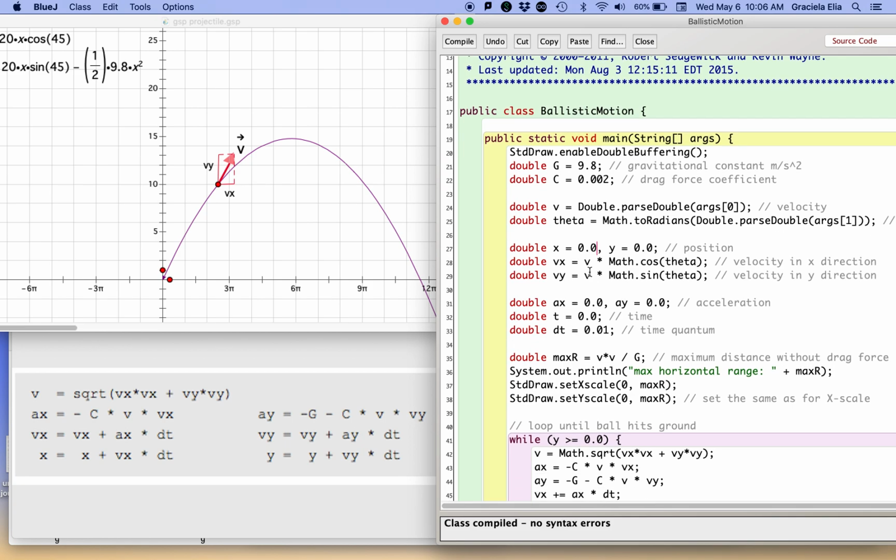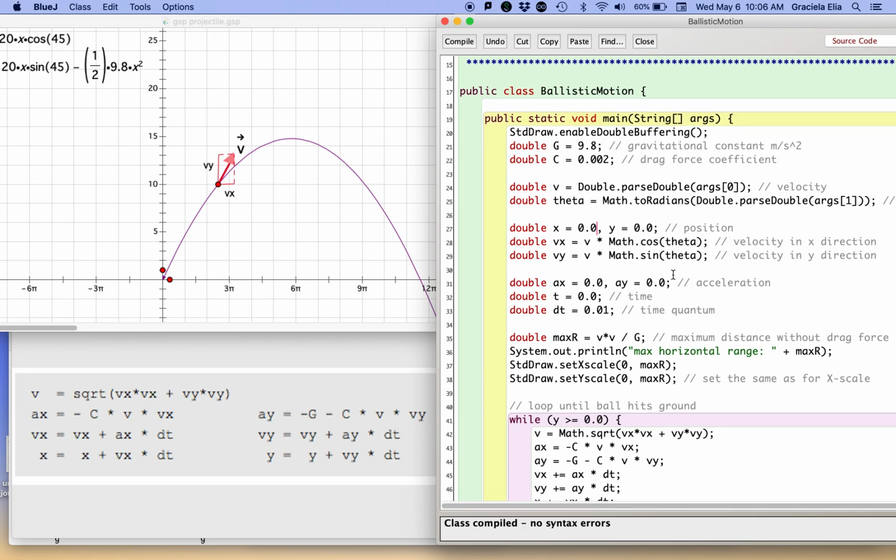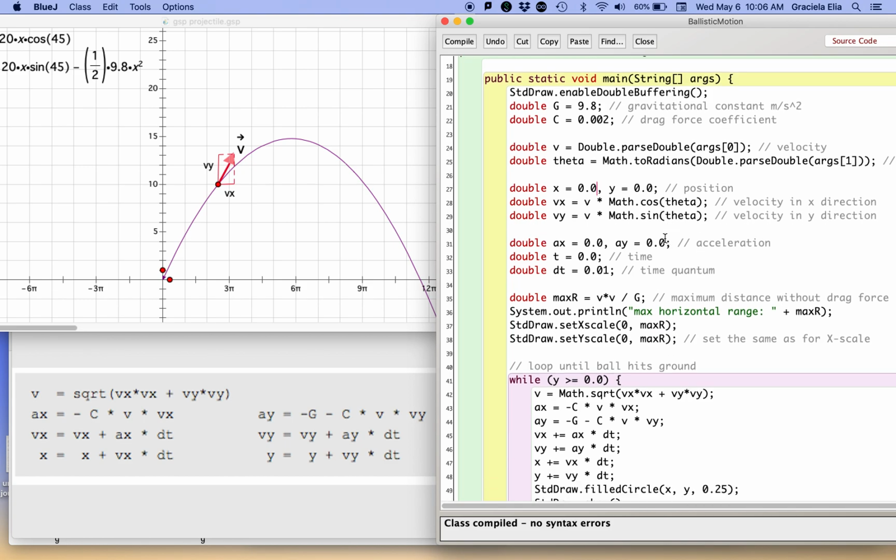To find out the v value on the y-axis, I did the same thing as the other one, but instead of cosine, I used the sine of that angle. Hopefully by now you all know that cosine and sine of 45 degrees are both exactly the same. The acceleration starts from 0 on both the x and the y axis.